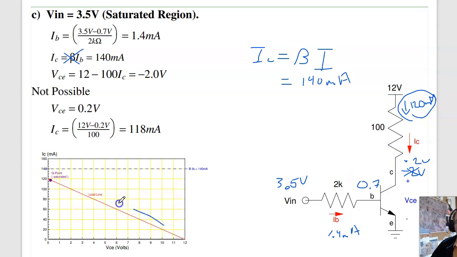When I saturate, this clips or saturates at 0.2 volts. What I've done is I've moved up the load line. I'm trying to move to right here. I can't do that. Instead, I saturate at about 0.2 volts. When this is 0.2 volts, I can find the current. 12 minus 0.2 over 100 ohms, 118 milliamps. That's called saturation.